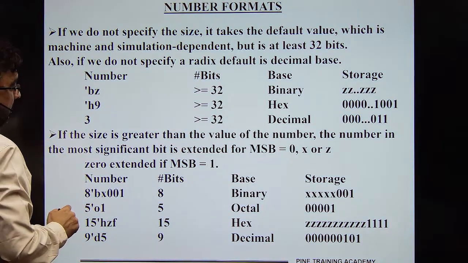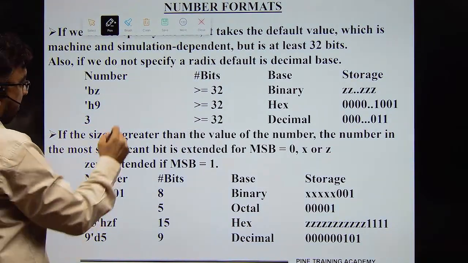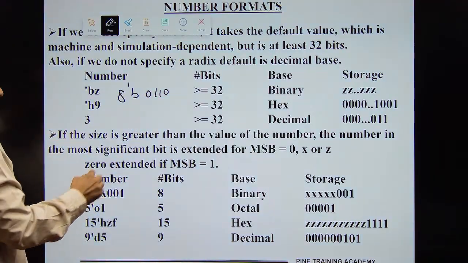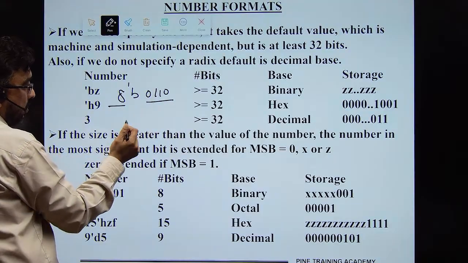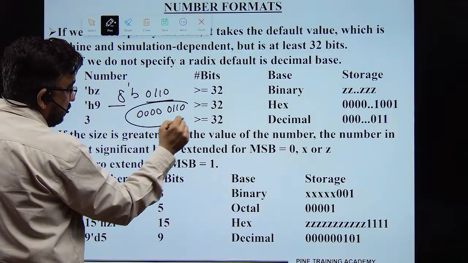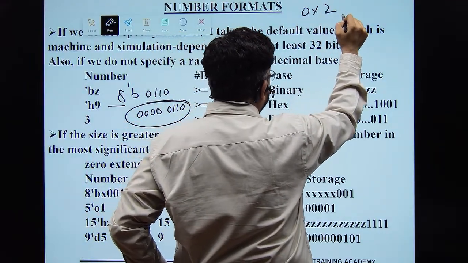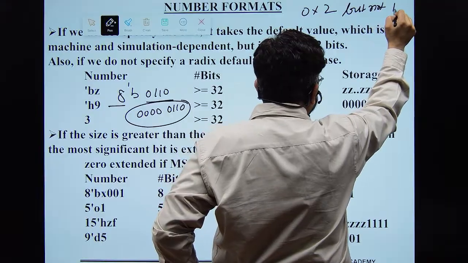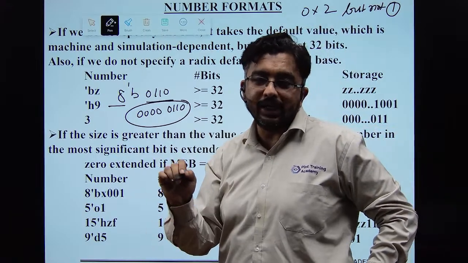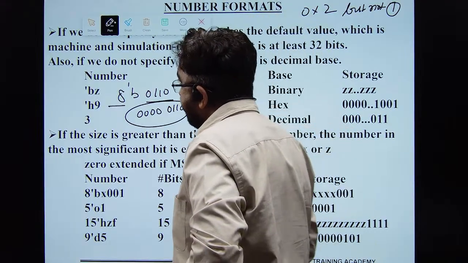Then you have another example, 8'b0110. In that case, you need 8 bits, you have 4. So again 0s will be added, 00000110. So on the MSB side, you can extend with 0, x and z, but not 1. You cannot extend 1. You can extend only 0, x and z.